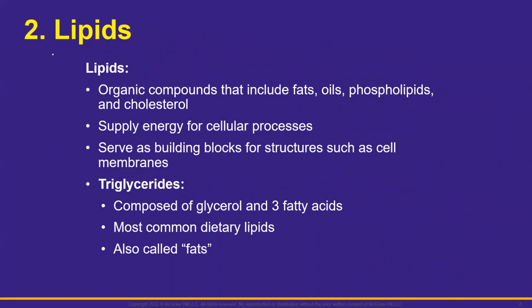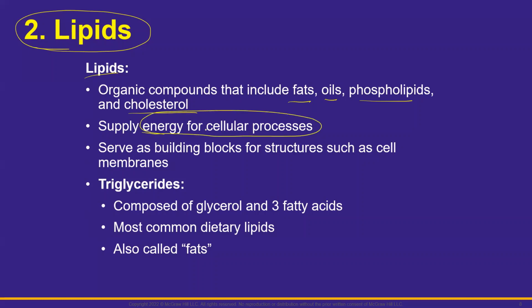Okay, the second macronutrient is lipids. So this is fat. Lipids are organic compounds that include fat, oil, phospholipids, and cholesterol. So these are the lipids that are usually taken into our body. Lipids can also be used to supply energy for cellular processes. So when glucose is not available, then lipids can be used to make ATP.